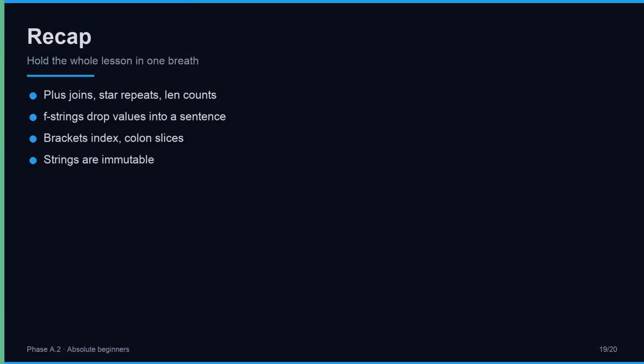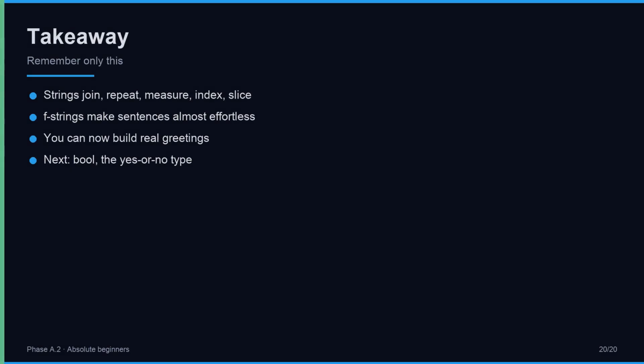Let us gather it all. Plus joins strings, star repeats them, len counts them. F-strings drop values into a sentence. Square brackets index one character, and a colon slices a run of them. And strings are immutable, so we build new ones rather than editing old ones. If those moves feel within reach, you can already compose text in Python. 6 moves, 1 toolbox. The takeaway, in one line.